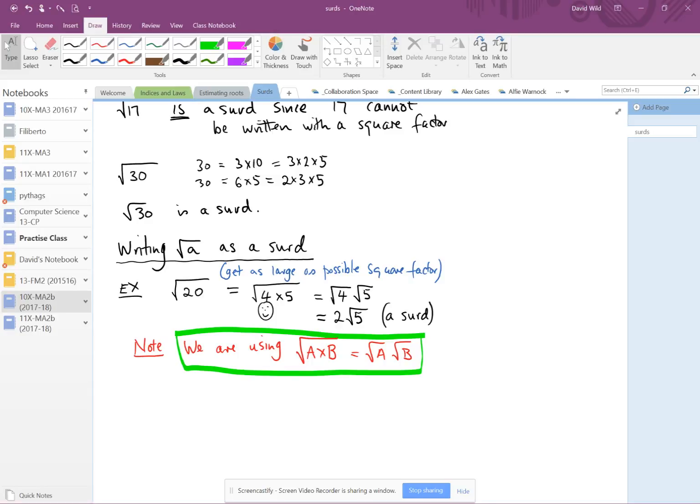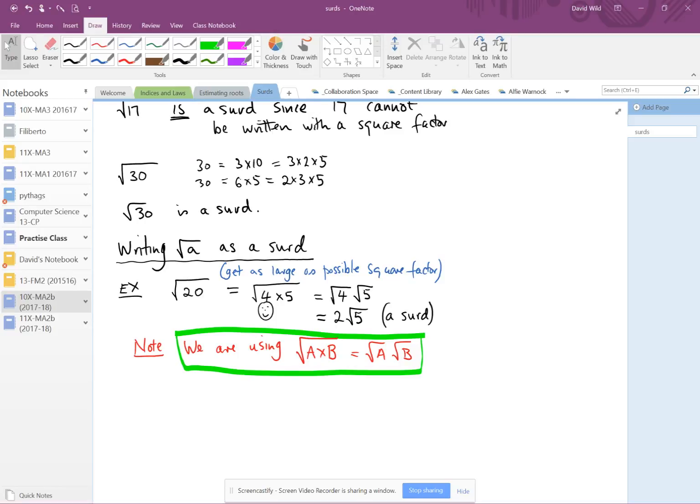Okay, so we get that root 20. We factorise 20, and one of the factors needs to be a square number, as big a square number as we can get, which is 4. Then we separate it out into 2 square roots. Because this is a square number, it simplifies to 2, and we get 2 root 5.